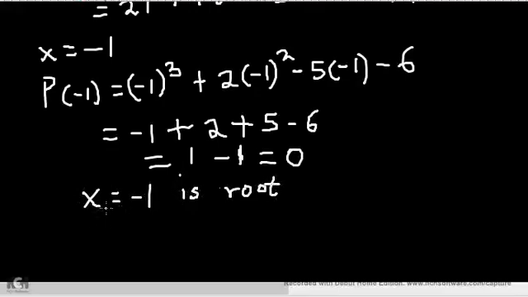Okay, so if x equal to minus 1 is 0, that means if I should take this minus 1 to the other side of the equation, x plus 1 is actually a factor. Now we're going to talk about factor of a polynomial in a jiffy. So I hope that is well understood.